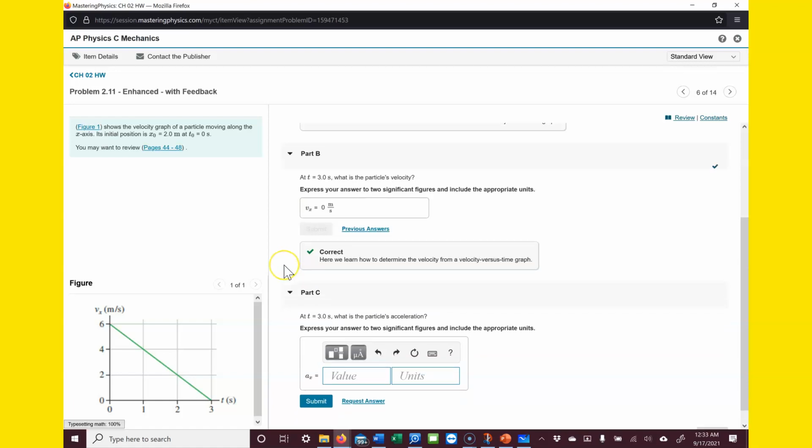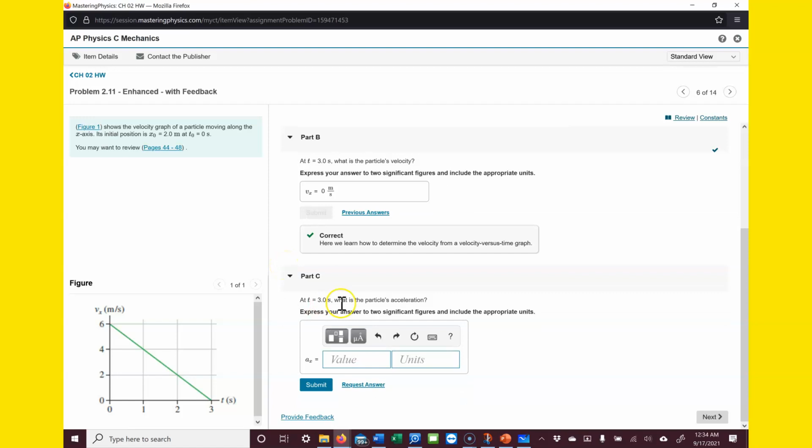At t equals 3 seconds, at time equals 3, what is the particle's acceleration? The acceleration is the slope of the velocity. Since this is a line, it's easy to figure out the slope. Just rise over run. So it's going to be 6 over 3, and it's negative. So that's going to be -2 meters per second squared.